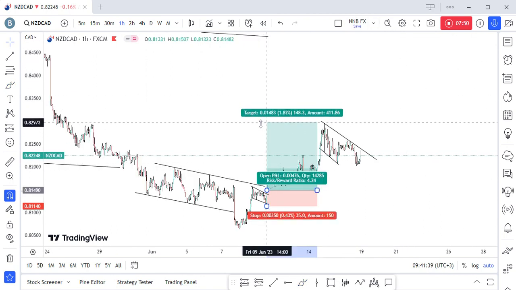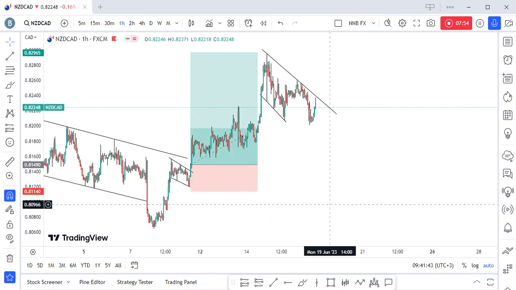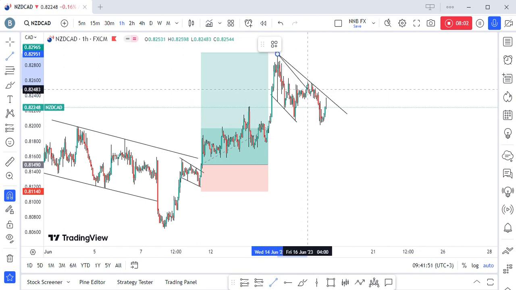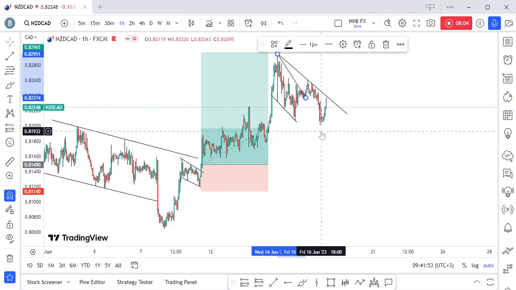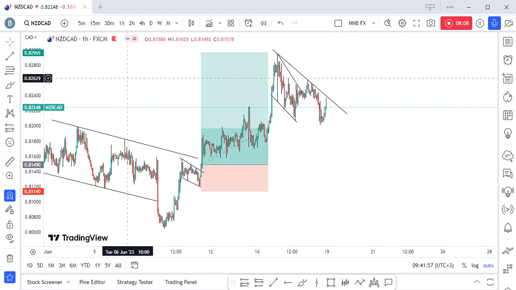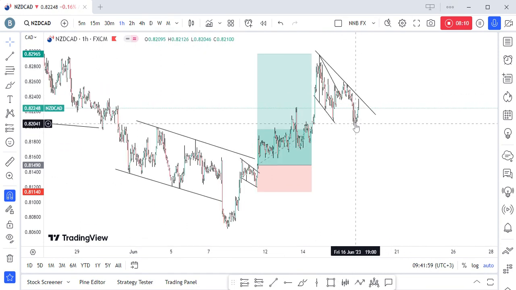After it got there, I took partial profits because it started correcting down. First, I thought it was going to continue going back up on the break of this correction right here, but it started coming back down again. That's when I took some partial profits. So this I'm still holding.